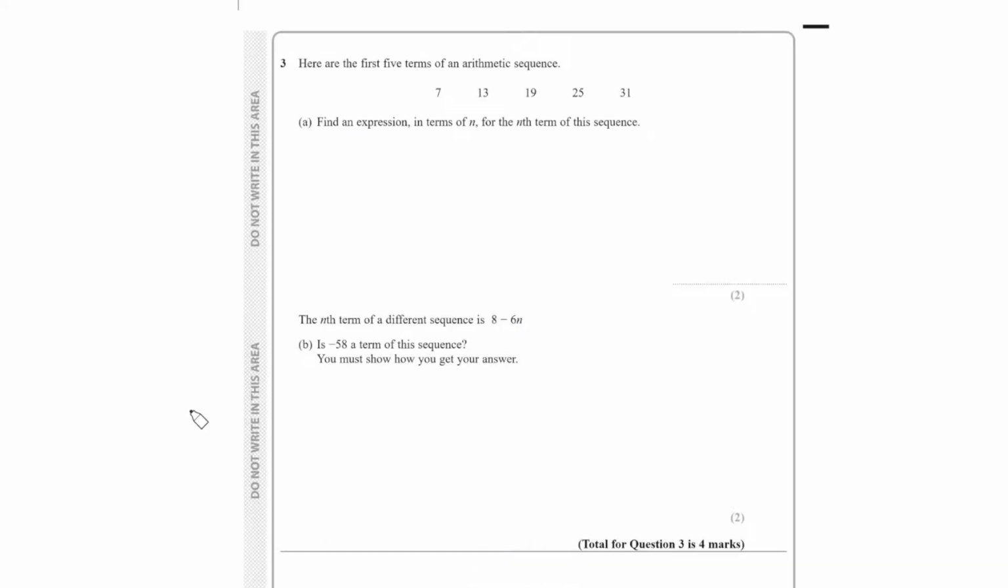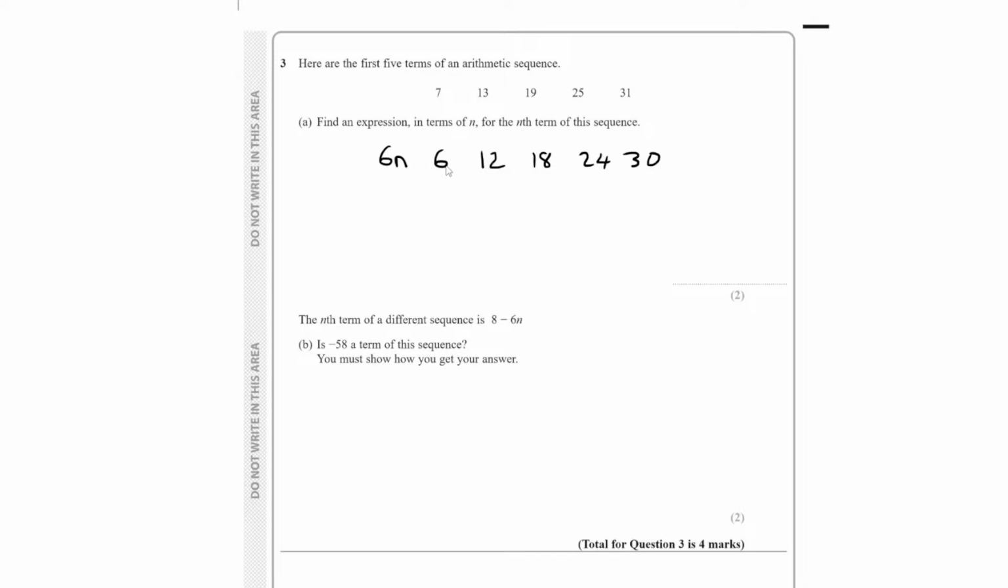So question 3, we've got here are the first 5 terms of an arithmetic sequence. So in other words, a linear sequence. Find an expression in terms of n for the nth term. You might do this differently to me. I just figure out obviously the difference between them, so it should all be the same. So we've got 6. Now that's the number that goes in front of the n. Then I tend to write out whatever that times table is. You can just write it out for a few of them. You don't have to do all of them if you don't want to.